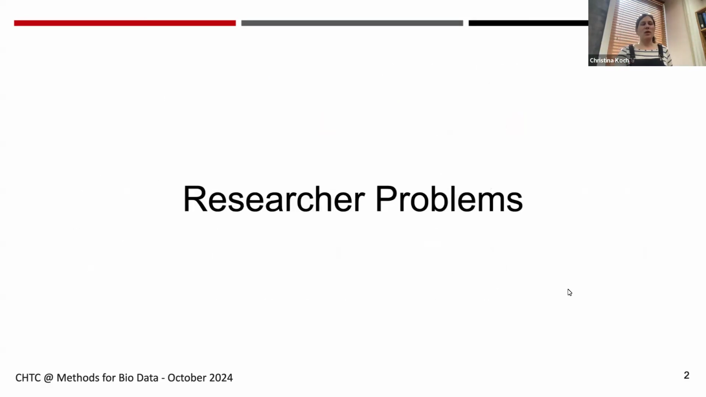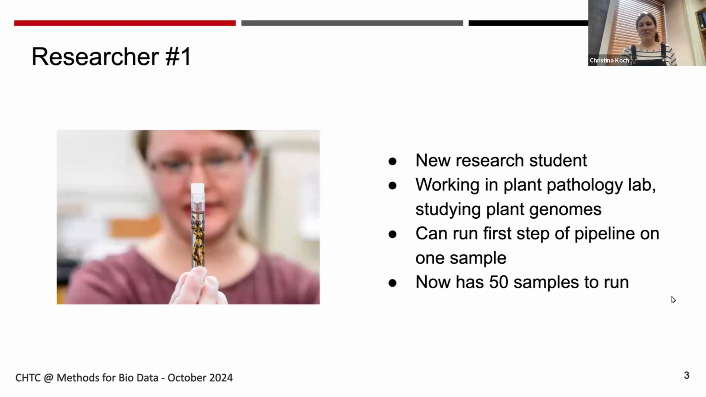So we're going to start by talking about research problems. So here are three purely hypothetical researchers. Here's researcher number one. They've just joined a plant pathology lab, studying very specifically plant genomes of some variety. They're a new student. And they can run their pipeline. So they've been trained up. They're going to run this pipeline on their samples. Now they have 50 samples.